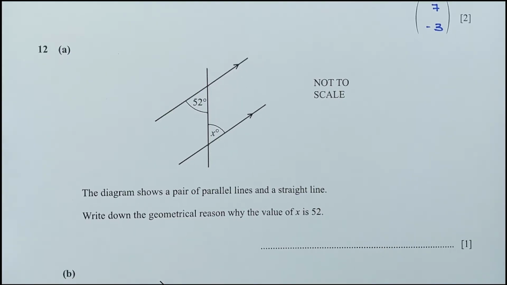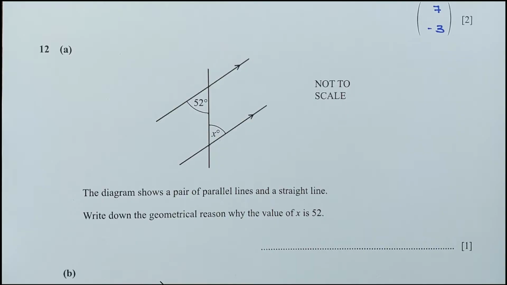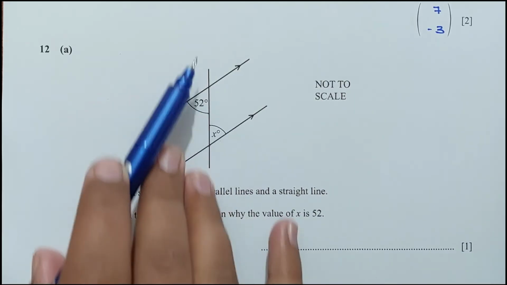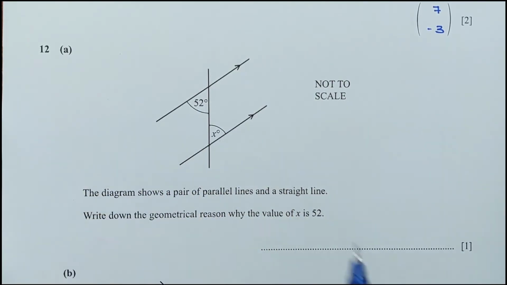Now for question number 12a, the diagram shows a pair of parallel lines and a straight line, right? Write down the geometrical reason why the value of x is 52. Okay, so these are two parallel lines and they are connected by a straight line. So these are two alternate angles.